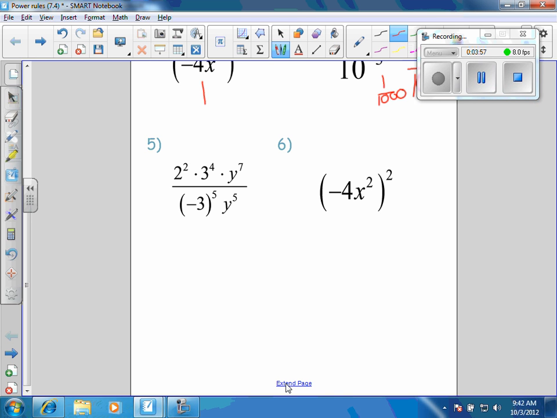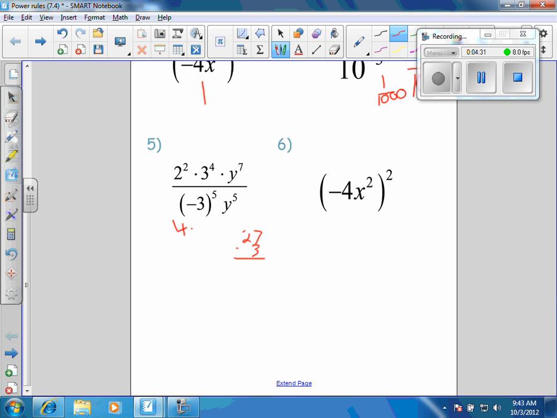Well, I had 2 to the second, which equals 4. Maybe work below the problem. So 2 to the second would equal 4. 4 times 3 to the 4th, 9. So that's 9 plus 2, 7. Have to do a little math here.